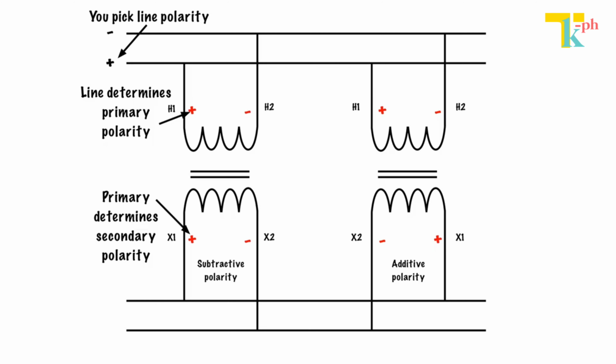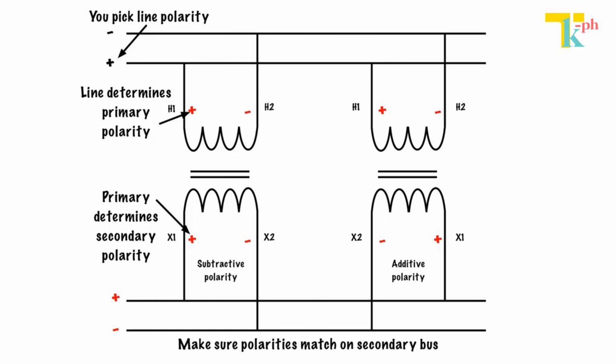So here we go. Remember that with the rule of transformers, H1 and X1 are always going to be the same polarity. So here we've got H1 is positive, so X1 is going to be positive, which means that if H2 is negative, X2 is negative. Over here, I've got H1 is positive, which means that X1 over here is positive. So watch out for that, because over here it was across the way. Over here, X1 is positive, H2 is negative, X2 is negative. So again, you pick the line polarity. The line polarity determines the primary polarity, and the primary polarity determines the secondary polarity. And then from there, that determines what your secondary bus is.